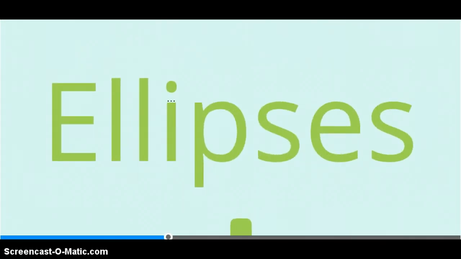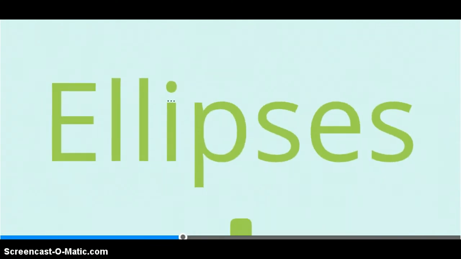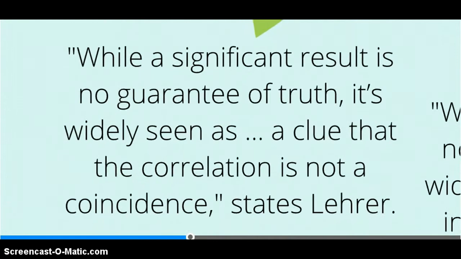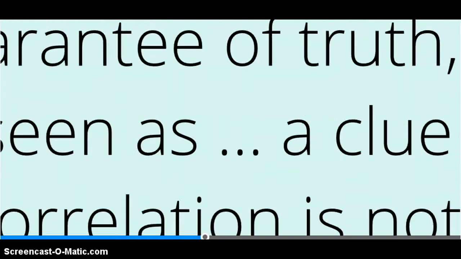You can use ellipses or 3 spaced periods to indicate omitted words from a quoted passage. When using an ellipsis in the middle of the sentence, each of the periods should be preceded and followed by a space.